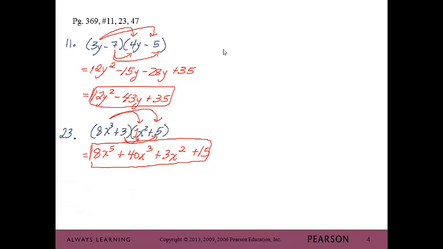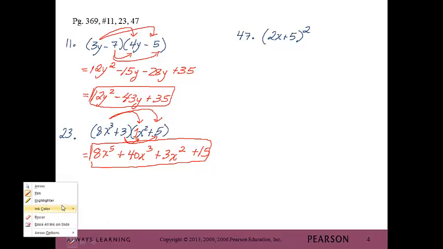And then last one, number 47. The instructions say multiply using the rules for the square of a binomial. You do not have to memorize the different forms of your special products. You can always choose to FOIL or use the lesson from 5.2. If you would like to memorize the different forms, you can do so. And if you have questions, you can feel free to email me, but it's not required.